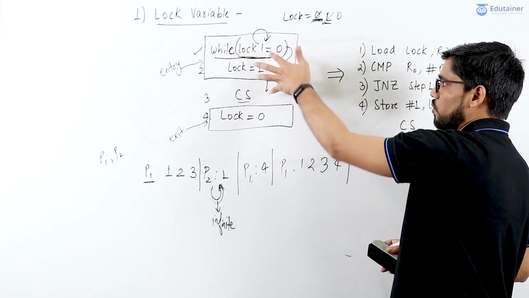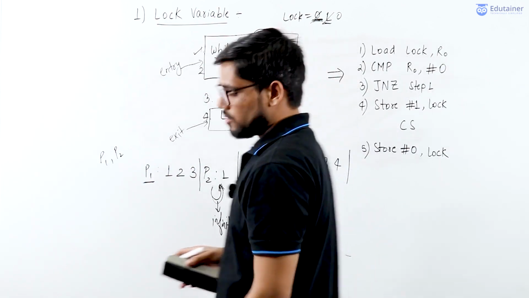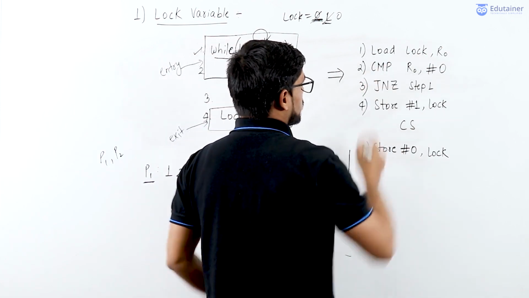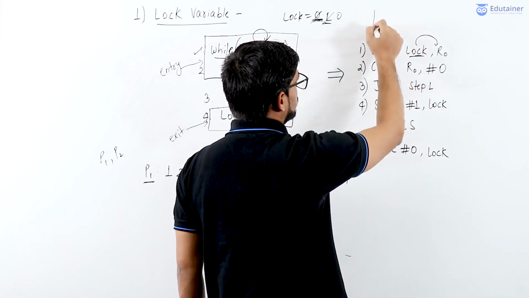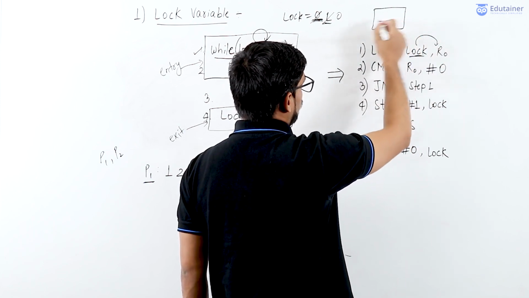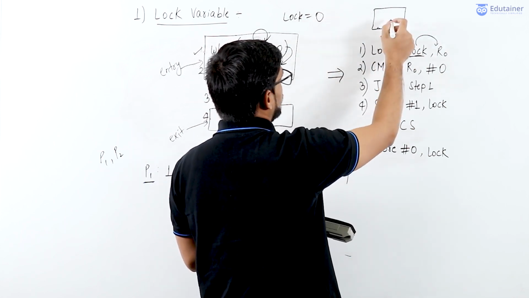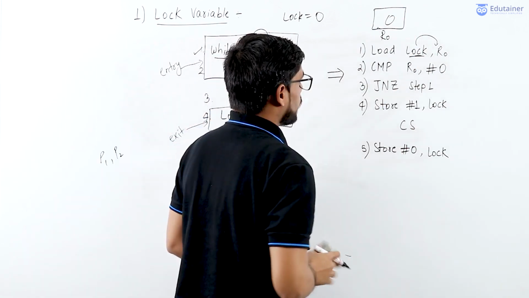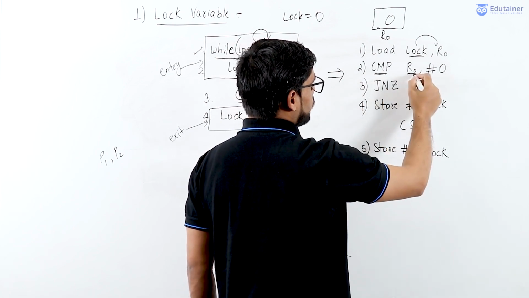This is a high level code. I want to show you that the assembly code representing this high level code will look like this. Here I have already written the assembly code of the lock variable solution. Line number 1 says load the lock value into register R0. So let's say we have a register R0. In this register R0 we will load the value of lock. Initially the value of lock is 0, so 0 will be loaded in register R0. Now after that, the second line says that it will compare the R0 value with 0.